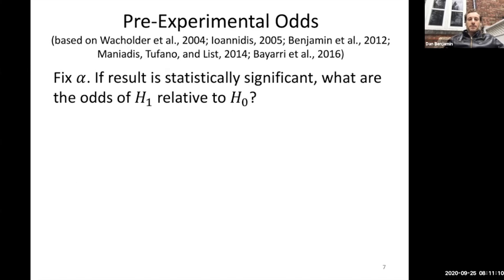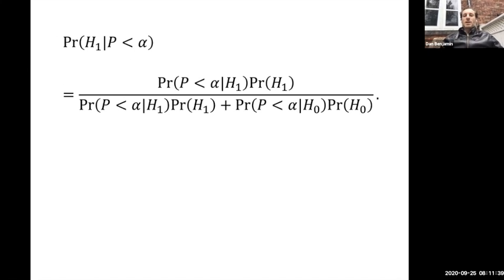So the key question for thinking about the strength of evidence from statistical significance, which means a p-value less than 0.05, is this: if we get a statistically significant result, what does that tell us about the odds, or the relative likelihood, of the alternative hypothesis relative to the null hypothesis? So we can calculate that using Bayes' rule.